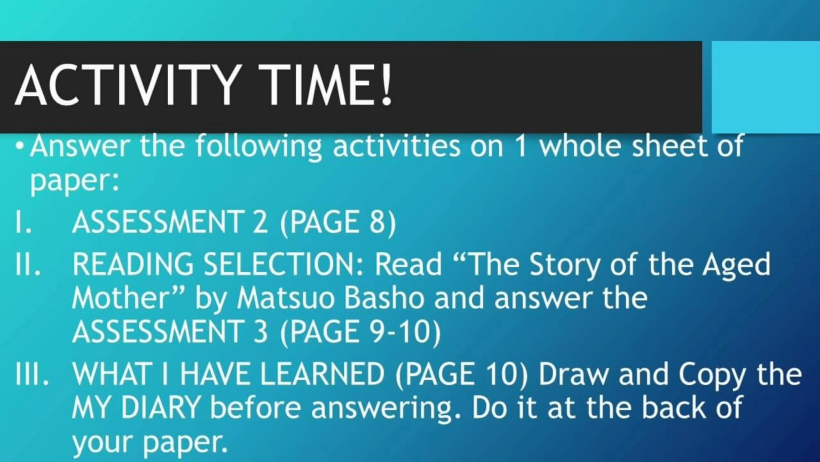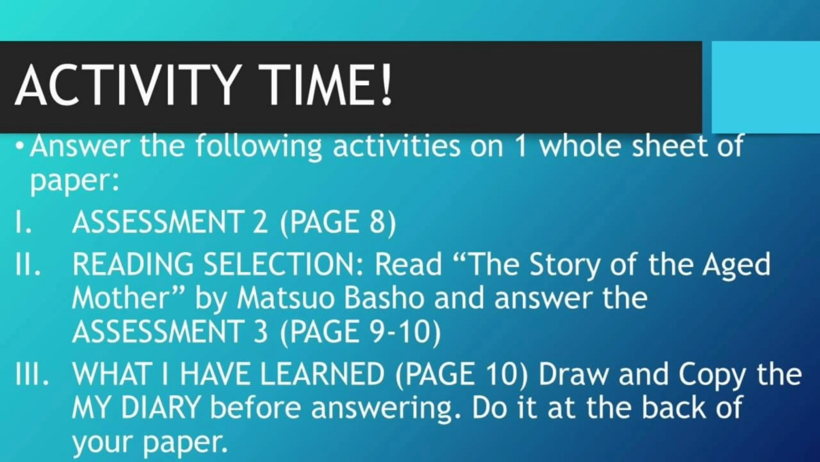Okay, for part 2, reading selection. You need to read The Story of the Aged Mother by Matsuo Basho, and answer the assessment 3, which is entitled Share Now. The story and the questions can be found from page 8, 9, and 10. Okay, so again, that's page 8, 9, and 10. You need first to read the story before you can answer the assessment. Okay, so for the last part, what I have learned, it is on page 10. You need to draw and copy the My Diary before answering.